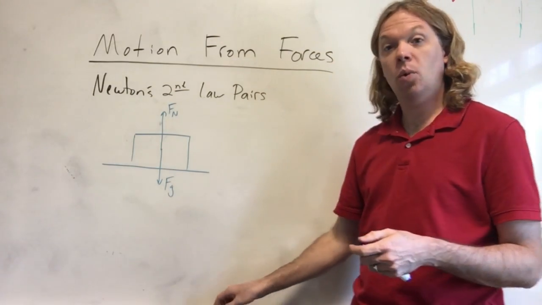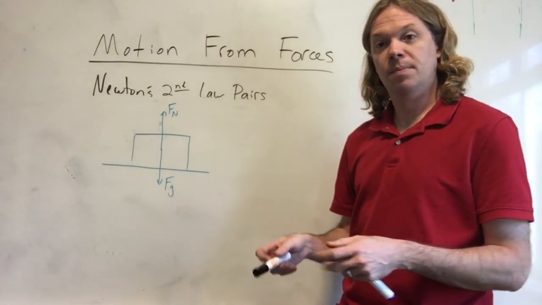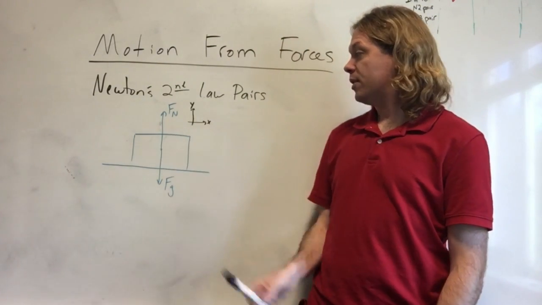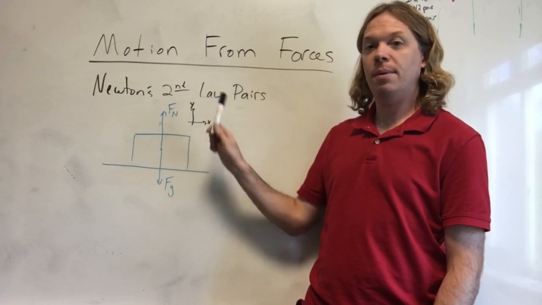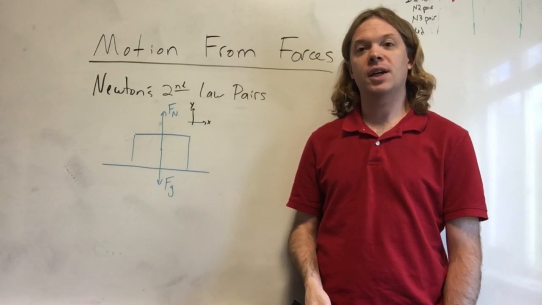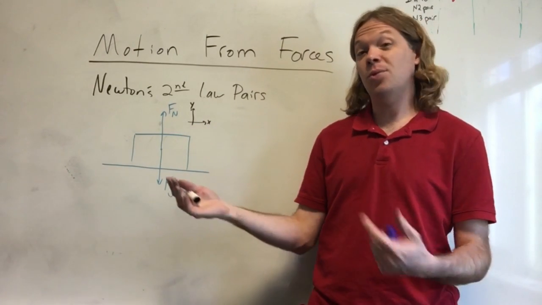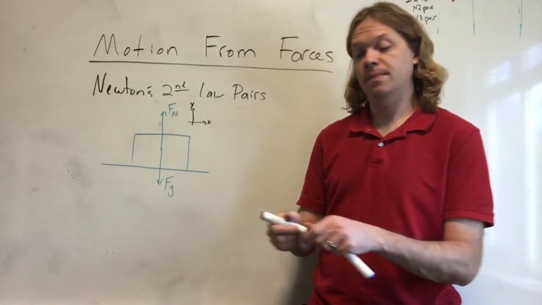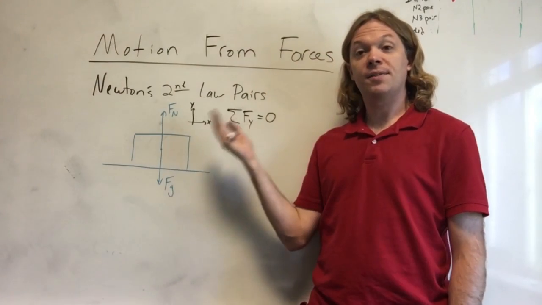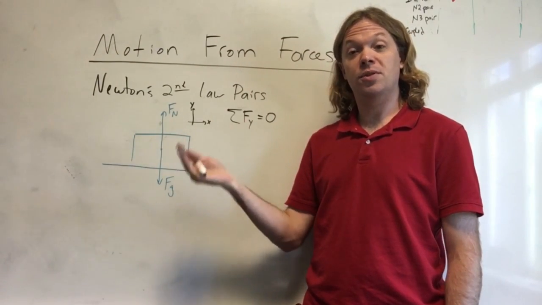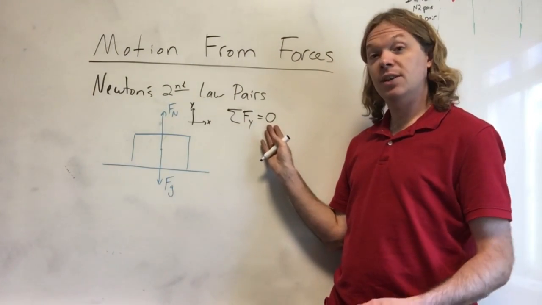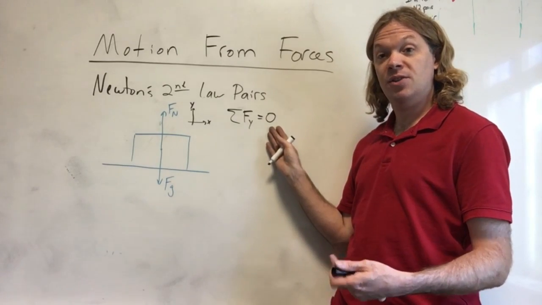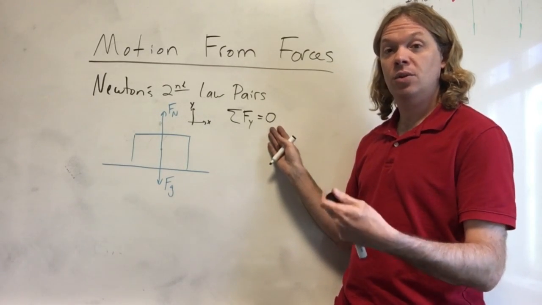First, I want to put a coordinate system on this diagram. So I picked a coordinate system with x to the right, y positive upwards, and now I'd like to write Newton's second law in this coordinate system. I have no forces acting in the x direction, so let's just write Newton's second law in the y direction. The left side of Newton's second law is just the sum of the forces in the y direction. The right side is 0 because mass times acceleration in this case should be 0. I said the acceleration was 0.